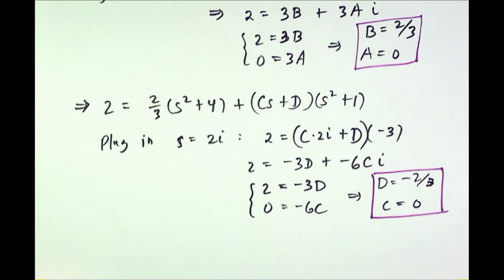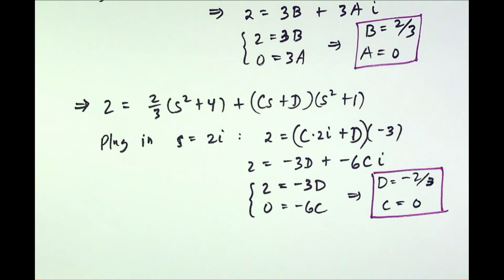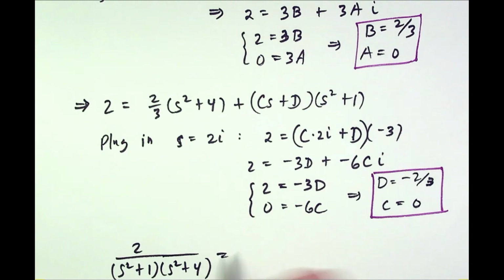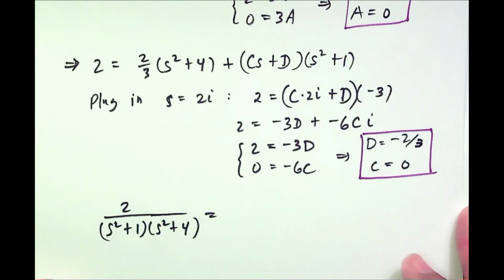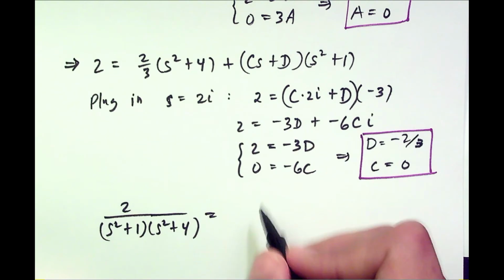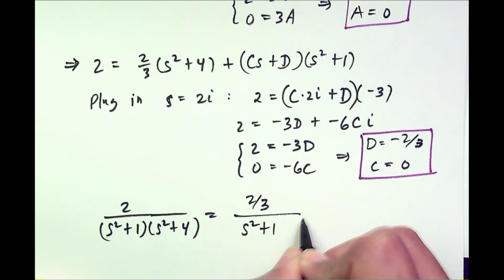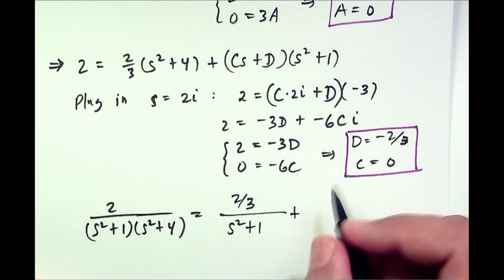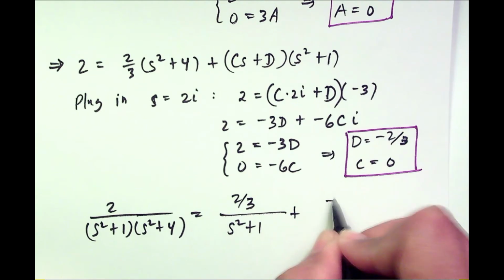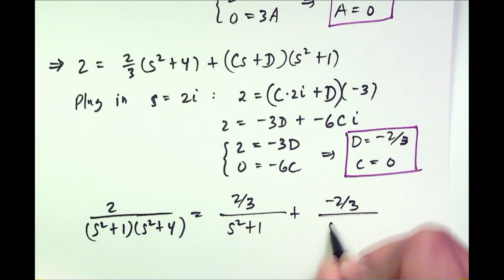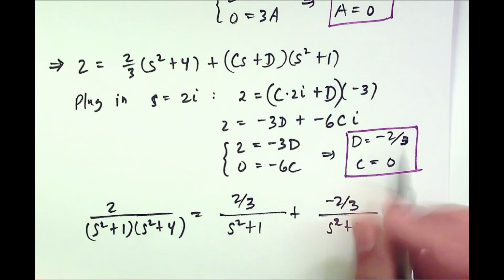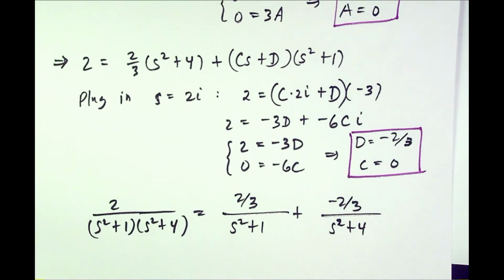And now we found all of them, a, b, c, and d. So that tells us that 2 over (s squared plus 1)(s squared plus 4) equals a, which is 0, b, which is 2/3, over s squared plus 1, plus cs, c is 0, and d, which is negative 2/3, over s squared plus 4. Okay, so now let me box this up because we're going to be using this.